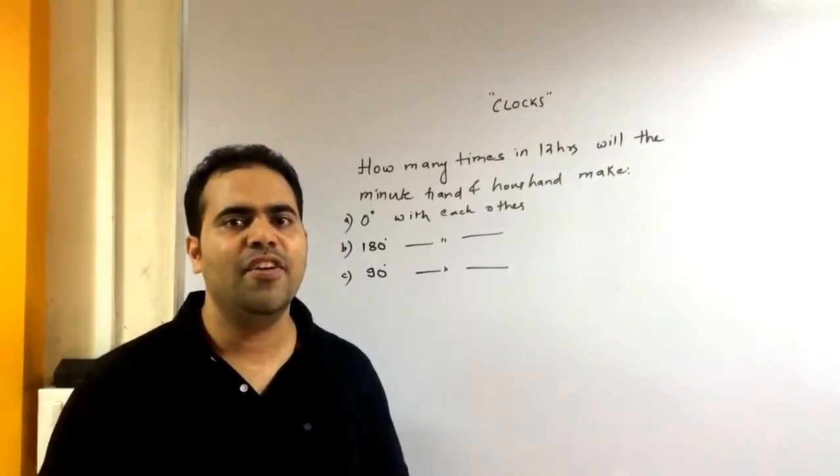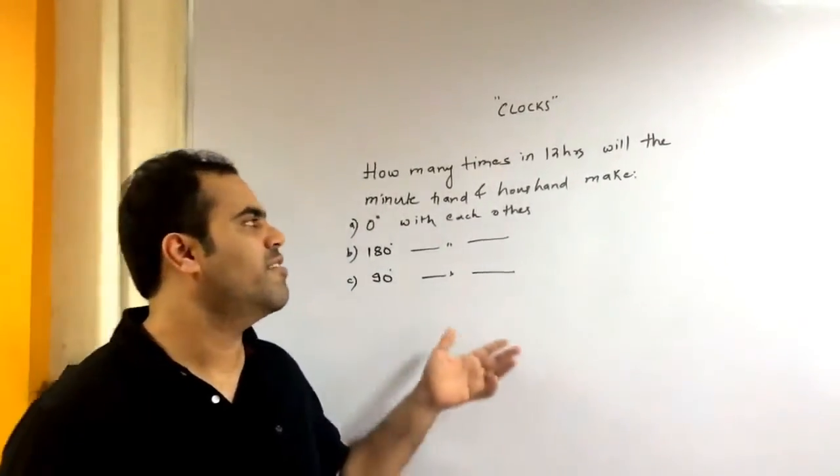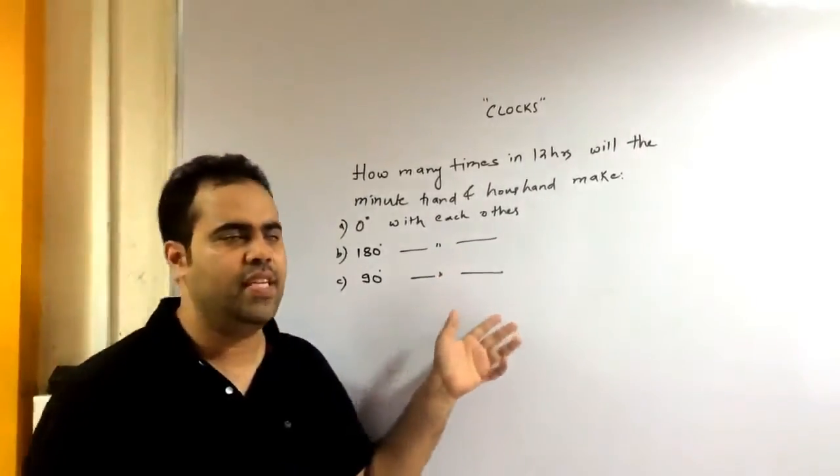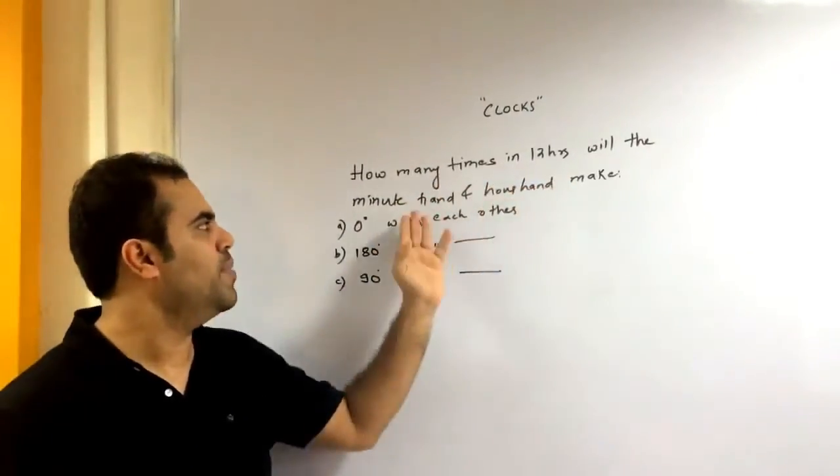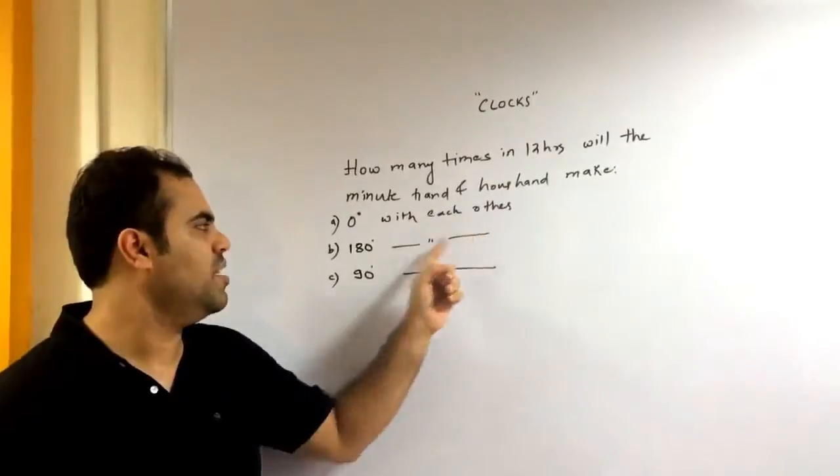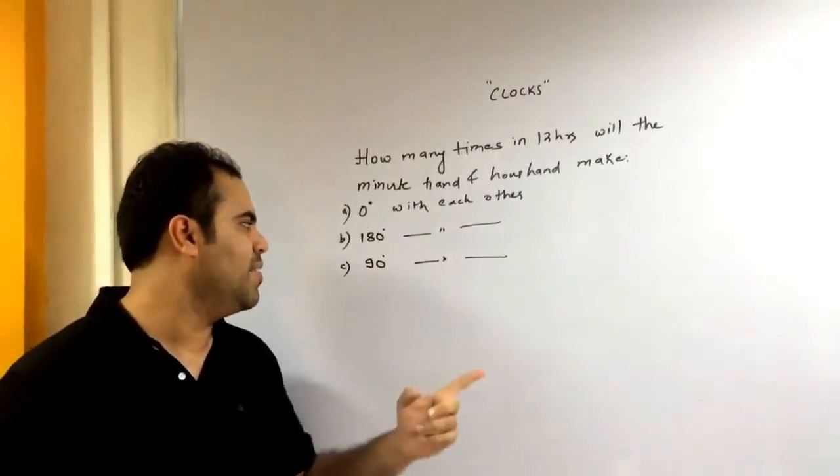Friends, in this particular video let's discuss an important concept related to clocks. Let's look at the question first. How many times in 12 hours will the minute hand and hour hand make 0 degree with each other, 180 degree with each other and 90 degree with each other?